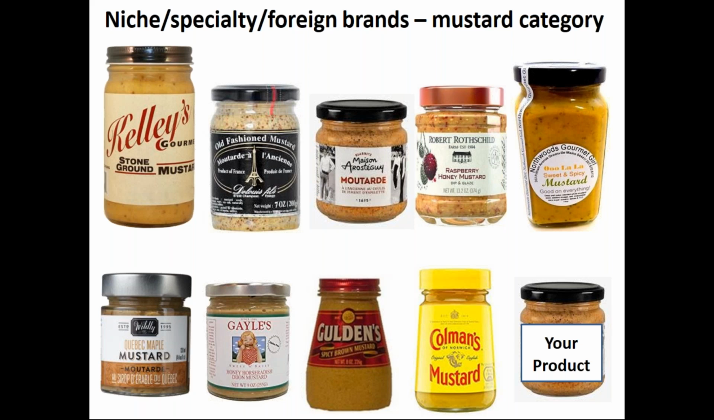So I always like to use the mustard category. It's got all sorts of cool different shapes and sizes and colors. So here's an example of the niche, specialty, and foreign brands in that category. So just all sorts of different alternatives here in terms of what is going to make up that part of the business to go after.